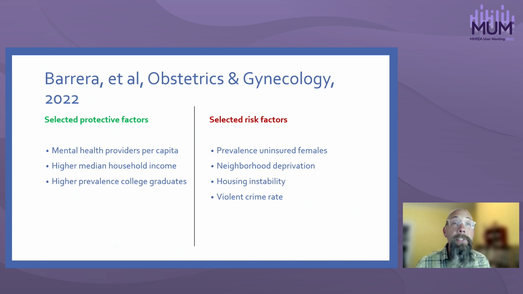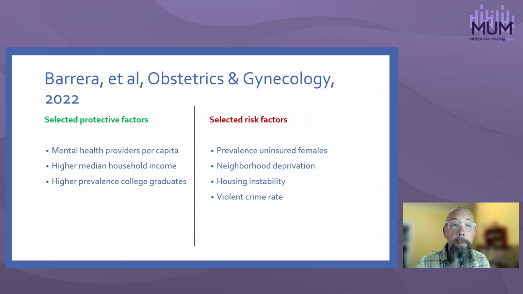findings. There were some county-level sociospatial indicators that were protective. When you had more of them, you had lower pregnancy-related mortality rates. And these included, if you have more mental health care providers per capita, the maternal mortality rates were lower. If you have higher median household income or higher prevalence of college graduates, they were also lower.